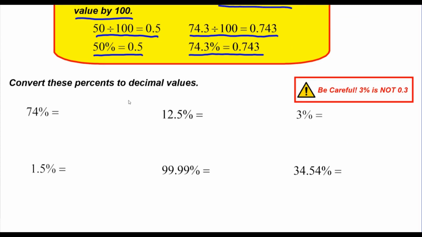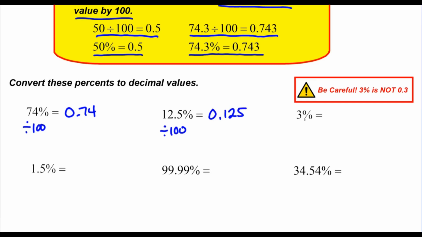Let's convert these percents to decimal values. 74%, if I divide that by 100, I get 0.74. 12.5%, if I divide that by 100, I get 0.125.